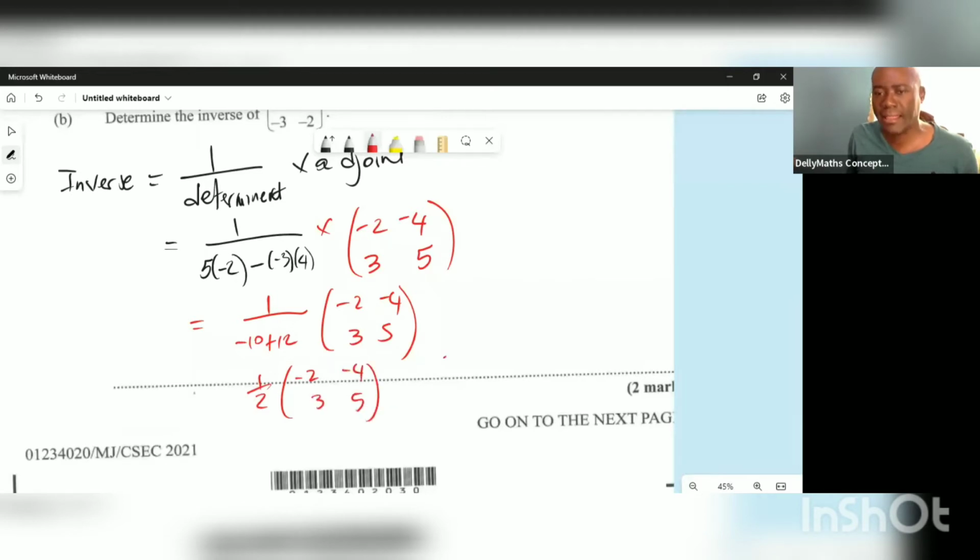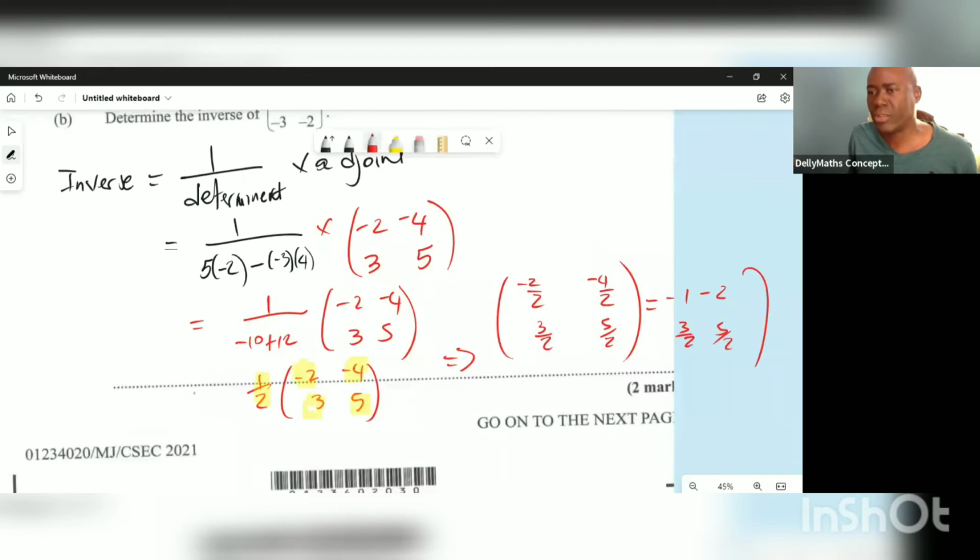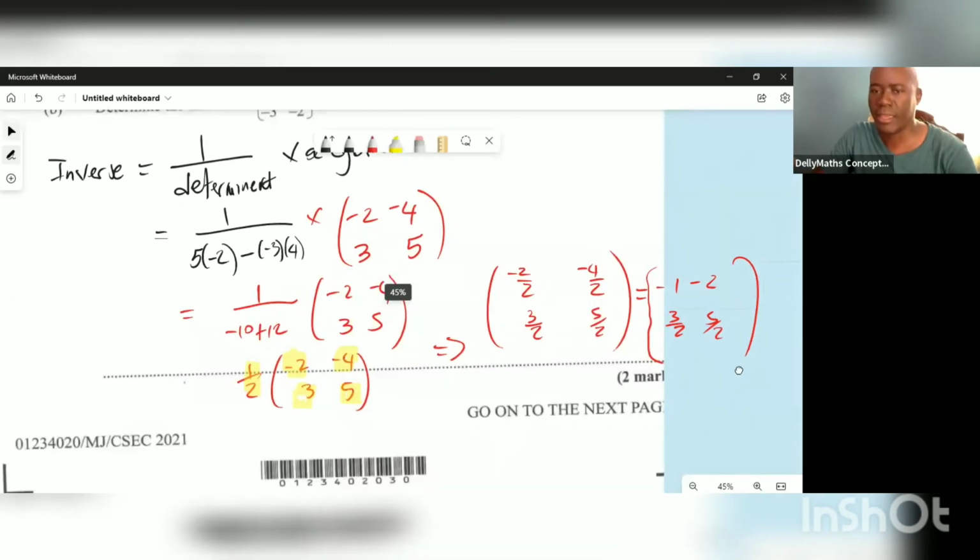So at the end of the day, the inverse is going to be -2 over 2, -4 over 2, 3 over 2, 5 over 2. So that's me sliding this in for everybody. And then we can cancel down some more. So that's -1, -2, 3 over 2, and 5 over 2. So that's the final response for the inverse of the matrix there.